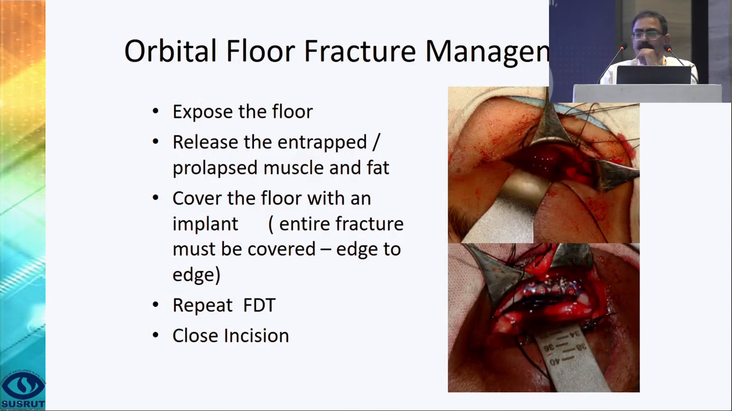Now, how do we manage fractures? First thing is you expose the floor. So you do a swinging eyelid incision, go into the floor. The important thing is to release the entrapped tissue, and there's the muscle or the fat or both. And then you have to cover that floor. So in a child, you actually need to increase the size of the fracture. So you have a thin hairline fracture, you have to increase the size of the fracture. We use bone punches for that.